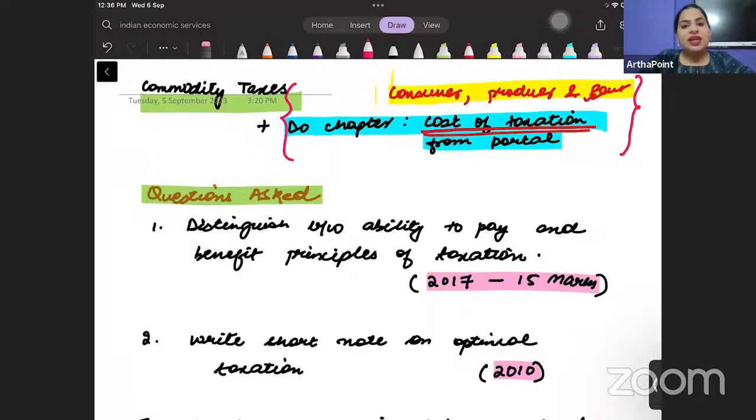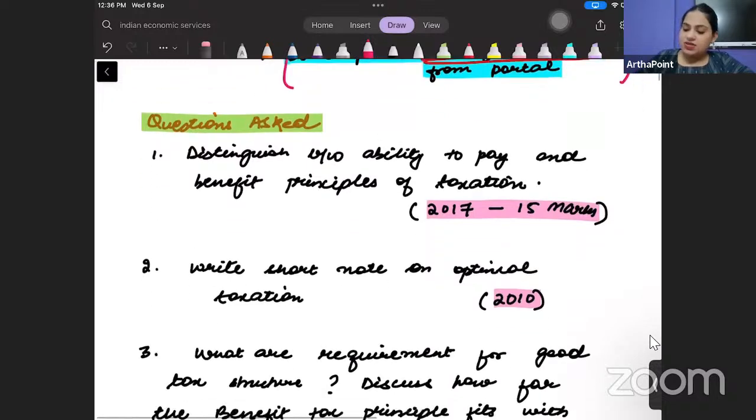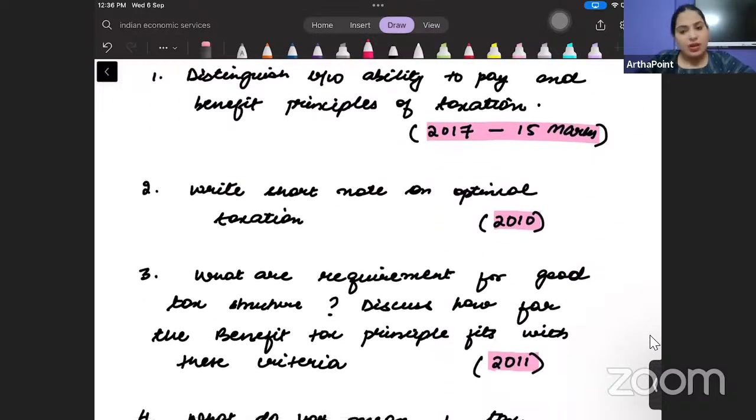Now, there is something else that I would like to highlight, and that is related to the kind of questions that are asked. So these are the past year questions which are asked from optimal taxation. Let us look at the questions first, then we will start with the topic.